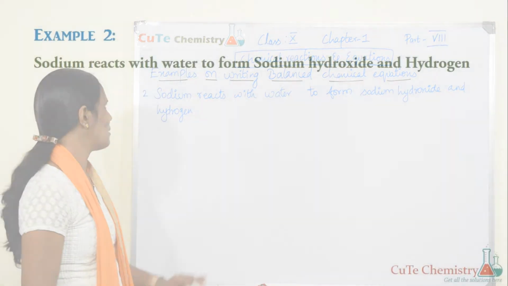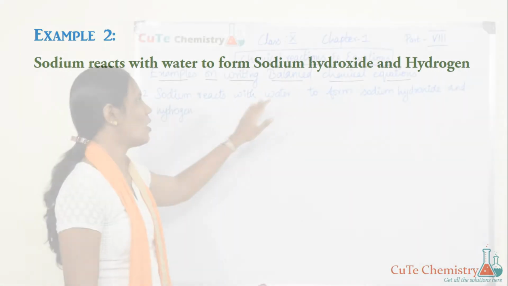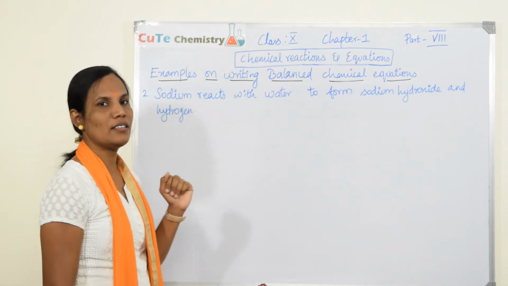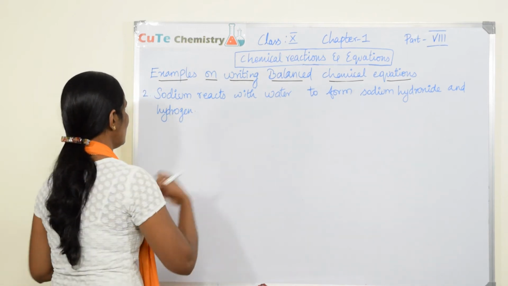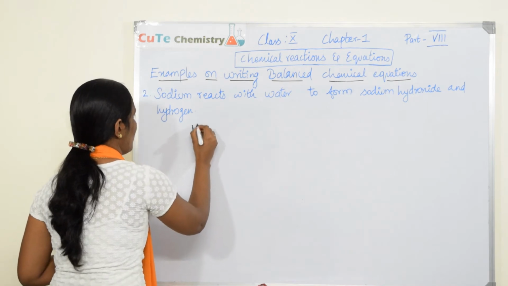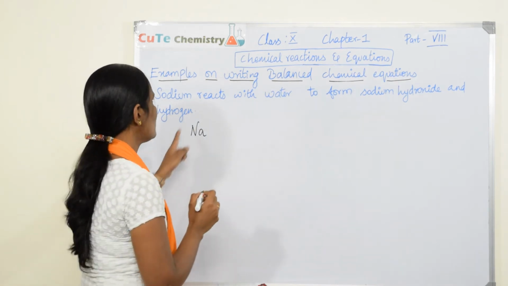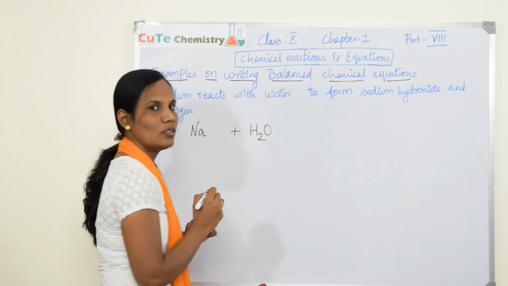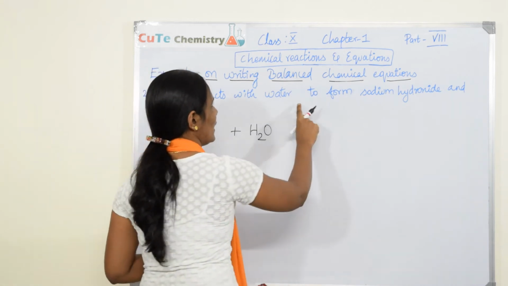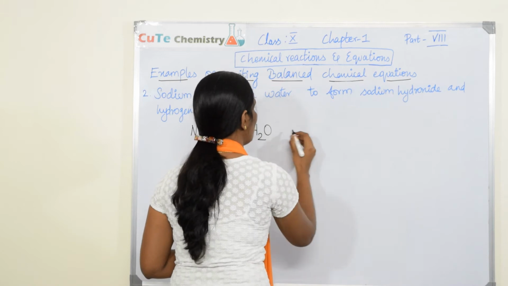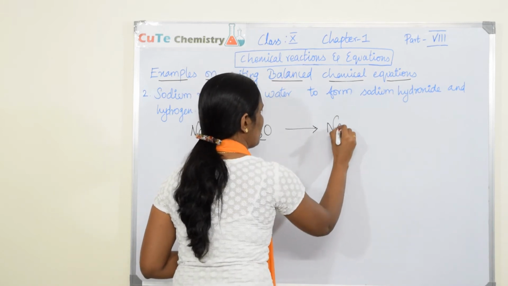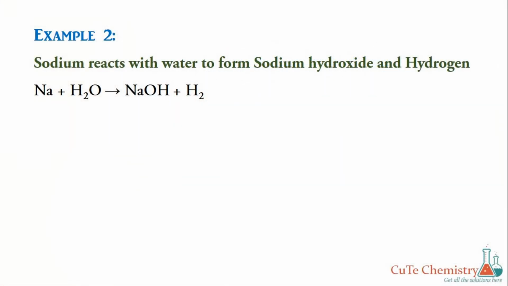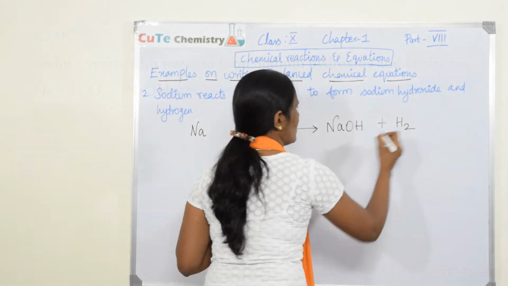Let us take another example. Sodium reacts with water to form sodium hydroxide and hydrogen. Now we will represent this reaction as a chemical reaction. Sodium, so the formula for sodium is Na. That sodium reacts with water. So the formula for water is H2O. So we have identified the reactants. It will produce, or form, sodium hydroxide. So the formula for sodium hydroxide is NaOH, and along with that hydrogen is produced. So the formula for hydrogen is H2.